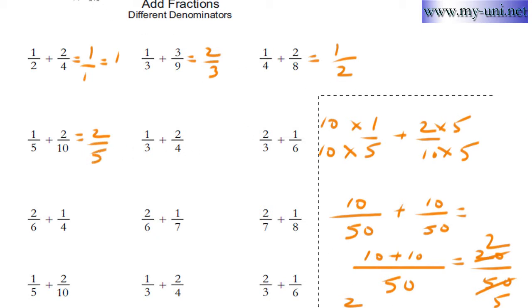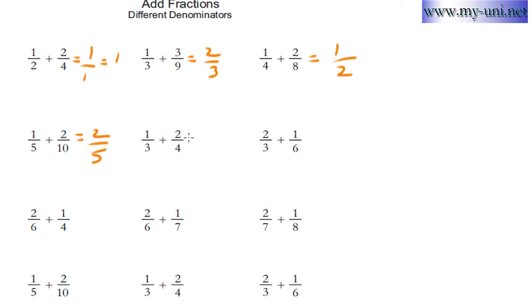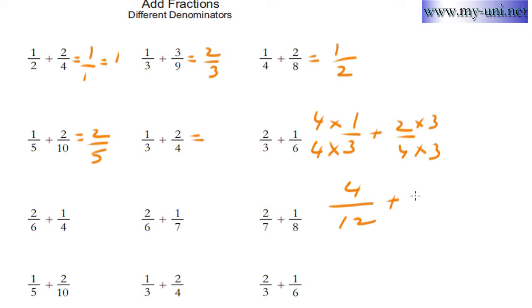The next one, 1/3 plus 2/4. Multiply this by 4 and multiply this by 3. 4 times 1 is 4 and 4 times 3 is 12. 2 times 3 is 6 and 4 times 3 is 12.